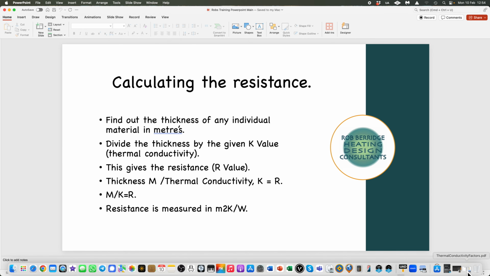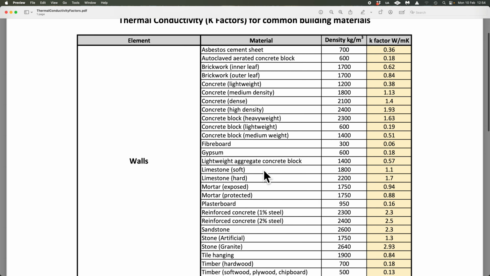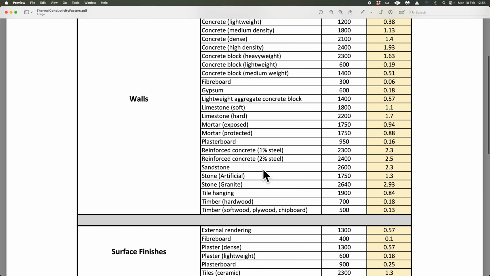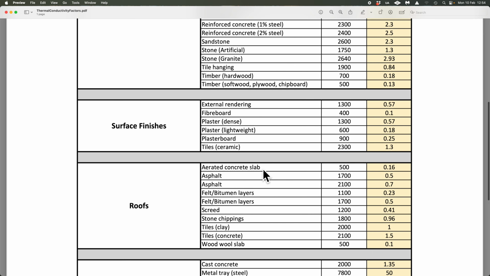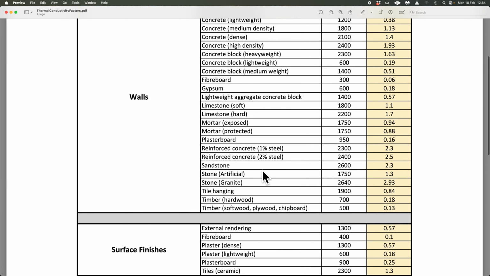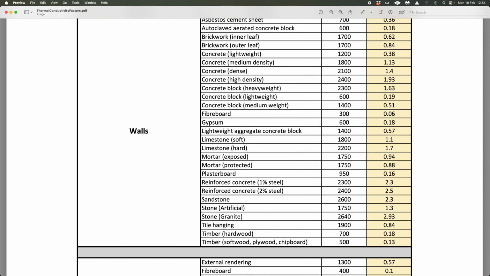So if we look at these thermal conductivity values, we can take some typical values and have a little look and see what we've got. If we look at a really, really bad K value, we can see that we've got one down here: stone granite at 2.93. And look how much higher that value is compared to everything else on this list.